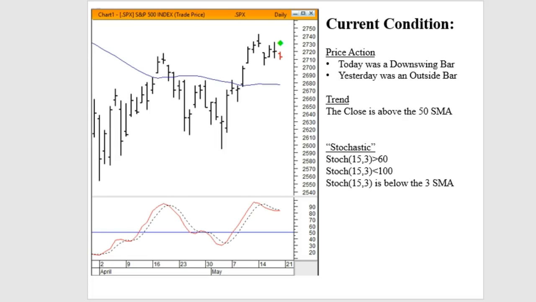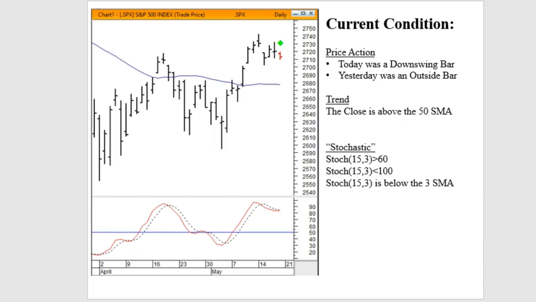Now, all 3 dimensions make for a market condition that has occurred just 60 times since January of 2000. Isn't that something? And that's because of that outside bar. You just don't see too many outside bars in the SPX. And so when you combine that with being above a moving average and then having the stochastic situation, only 60 times has this particular market condition occurred.